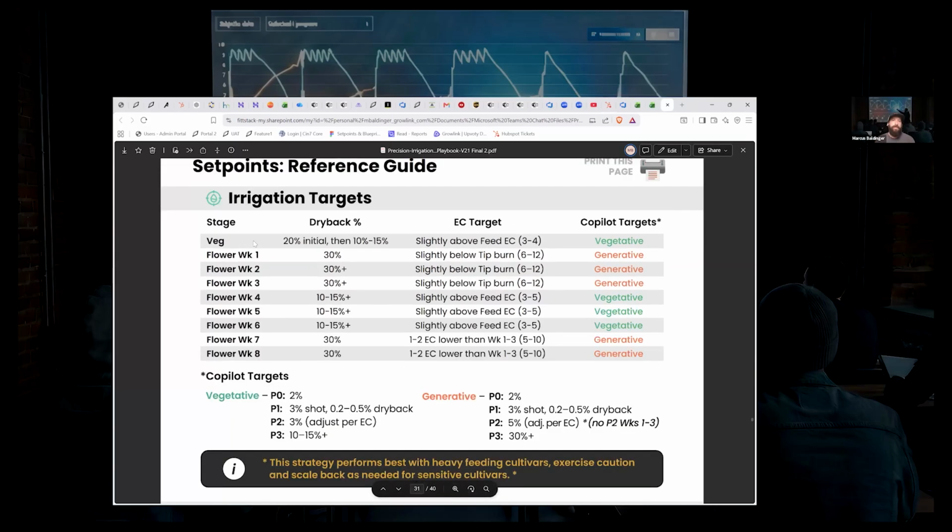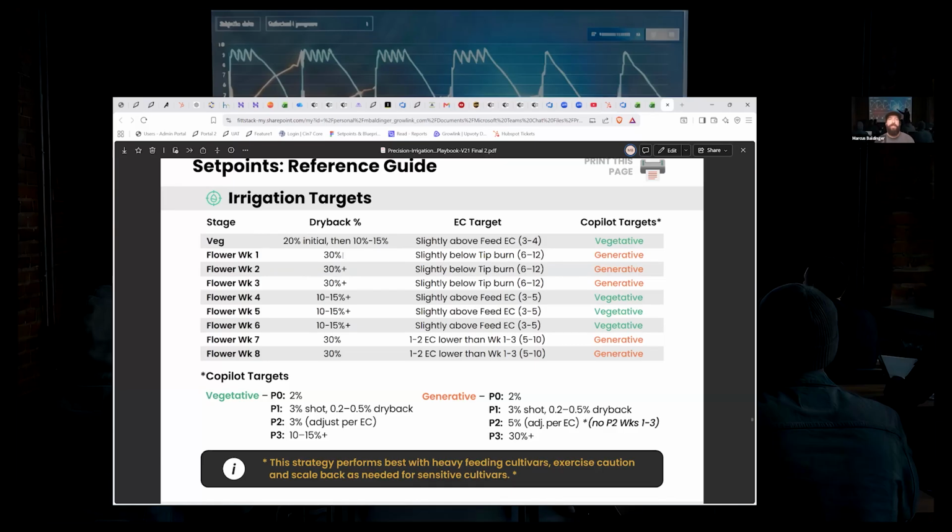So for my targets, veg takes a lot, and we can get into this because there are a lot of variables in how people veg. We'll come back to that, but once we get through veg, we move into flower. This is stretch, weeks 1 through 3. I have 30% here as my dryback target, and then 30% plus for weeks 2 and 3. Again, a lot of variation, but 30% is the target that I shoot for.